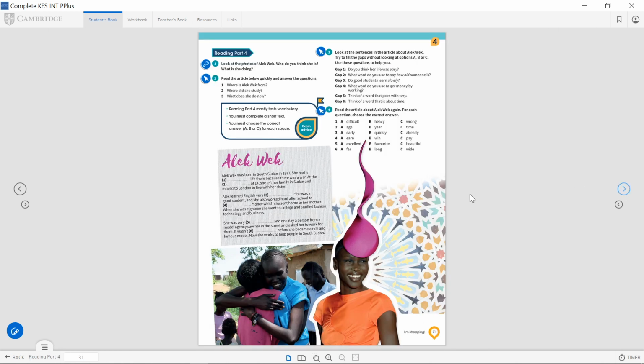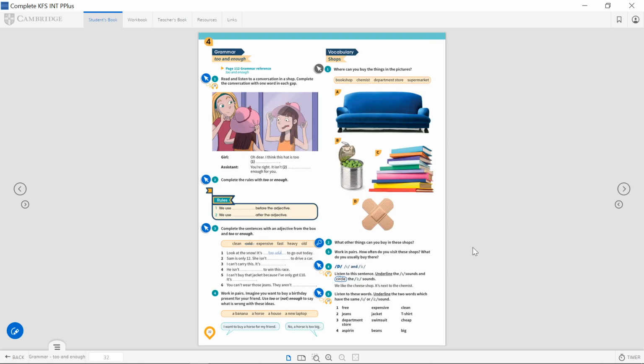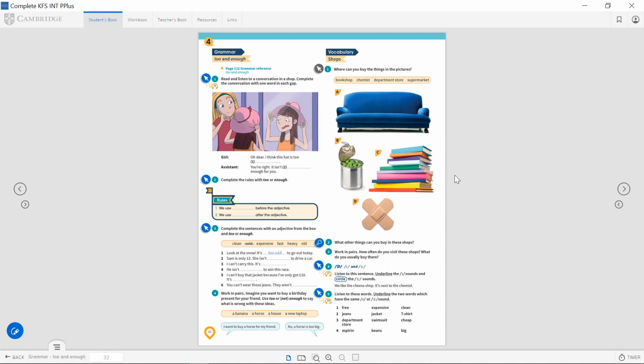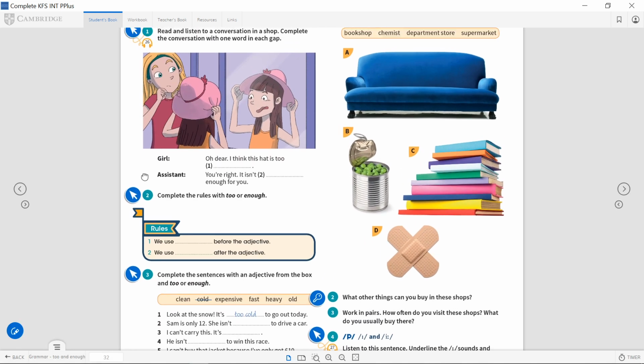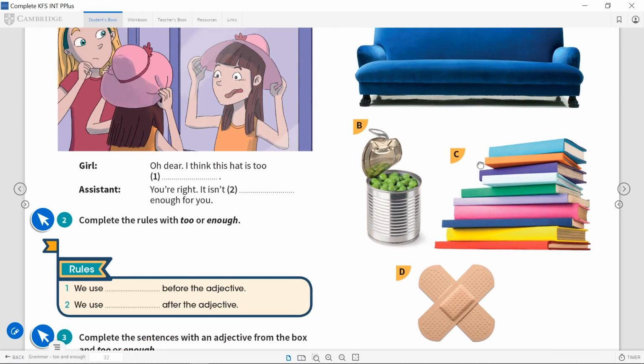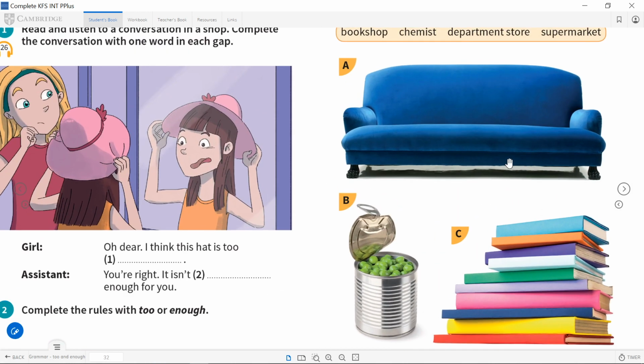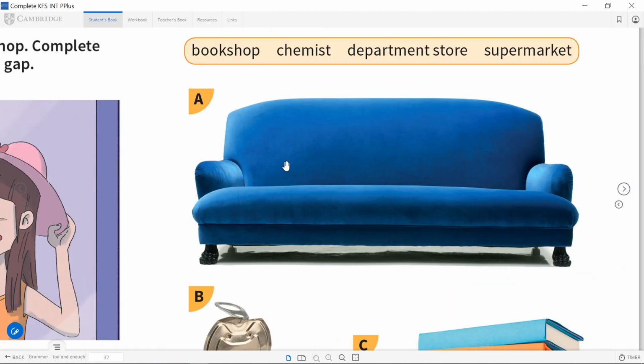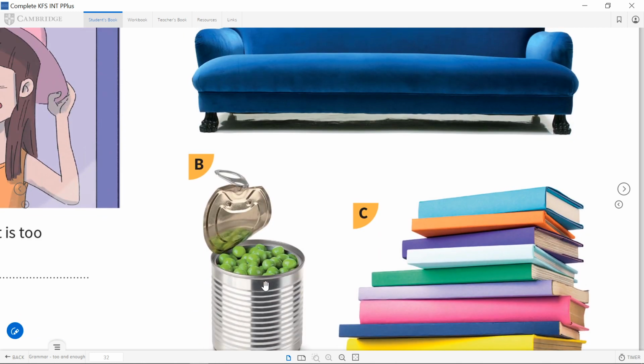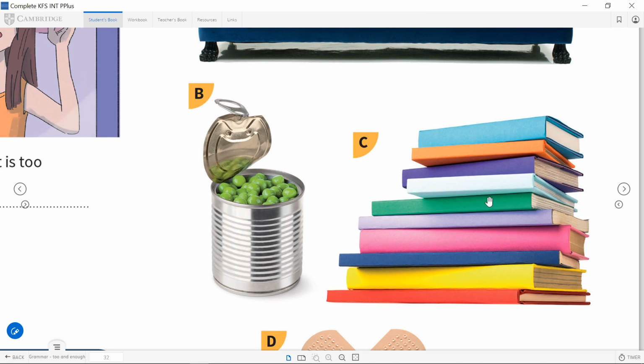So now guys, let's go to page 32, where we have questions about the types of shops. Look at these images over here. Here we have a cell phone. These are canned peas. C are books.